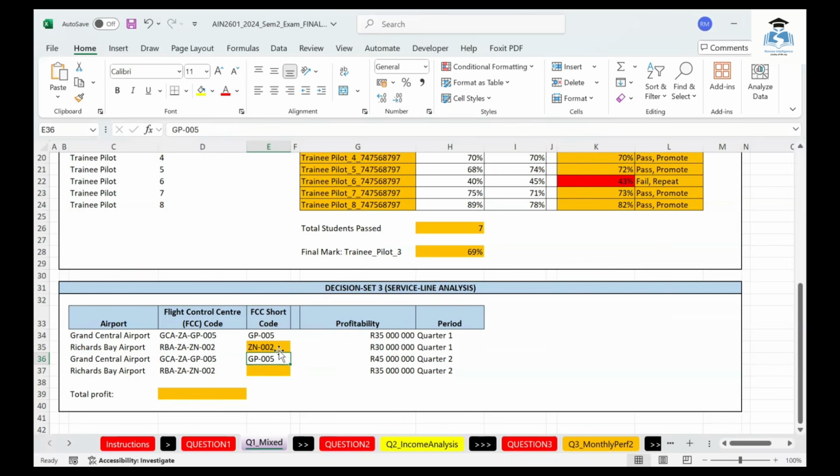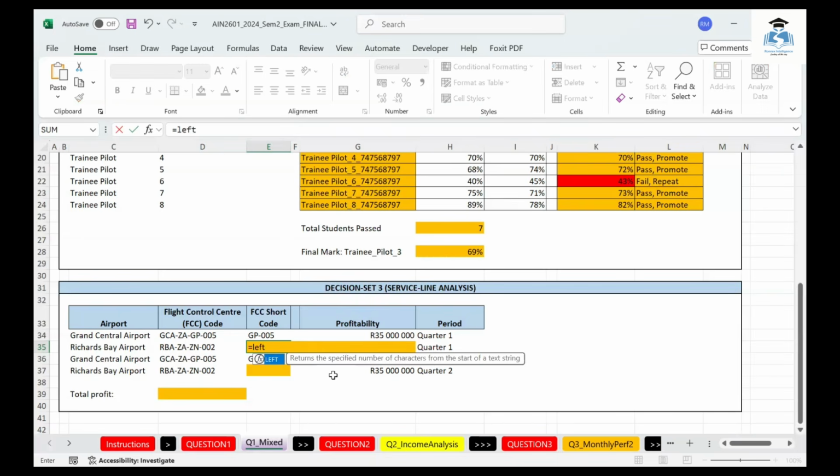Or the one who wanted to use the left, you can also do so. This is the right, ne? So left equals left. The text is the same. Left, it doesn't work. But mid works. The formula: mid, the text.